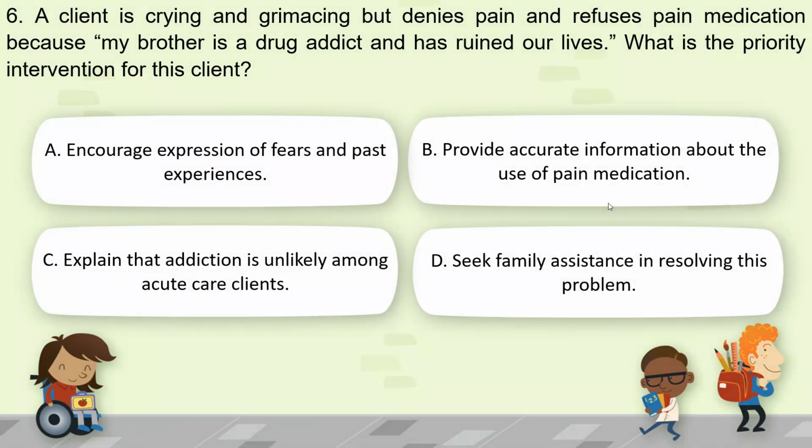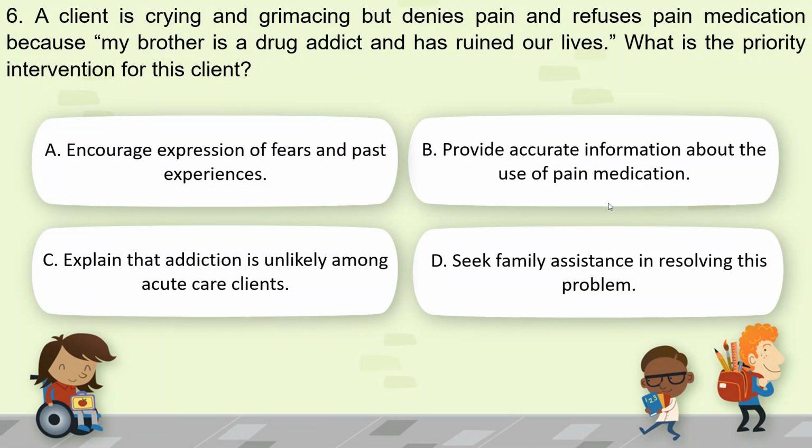Six, a client is crying and grimacing, but denies pain and refuses pain medication because "my brother is a drug addict and has ruined our lives." What is the priority intervention for this client? A. Encourage expression of fears and past experiences. B. Provide accurate information about the use of pain medication. C. Explain that addiction is unlikely among acute care clients. And letter D. Seek family assistance in resolving this problem.